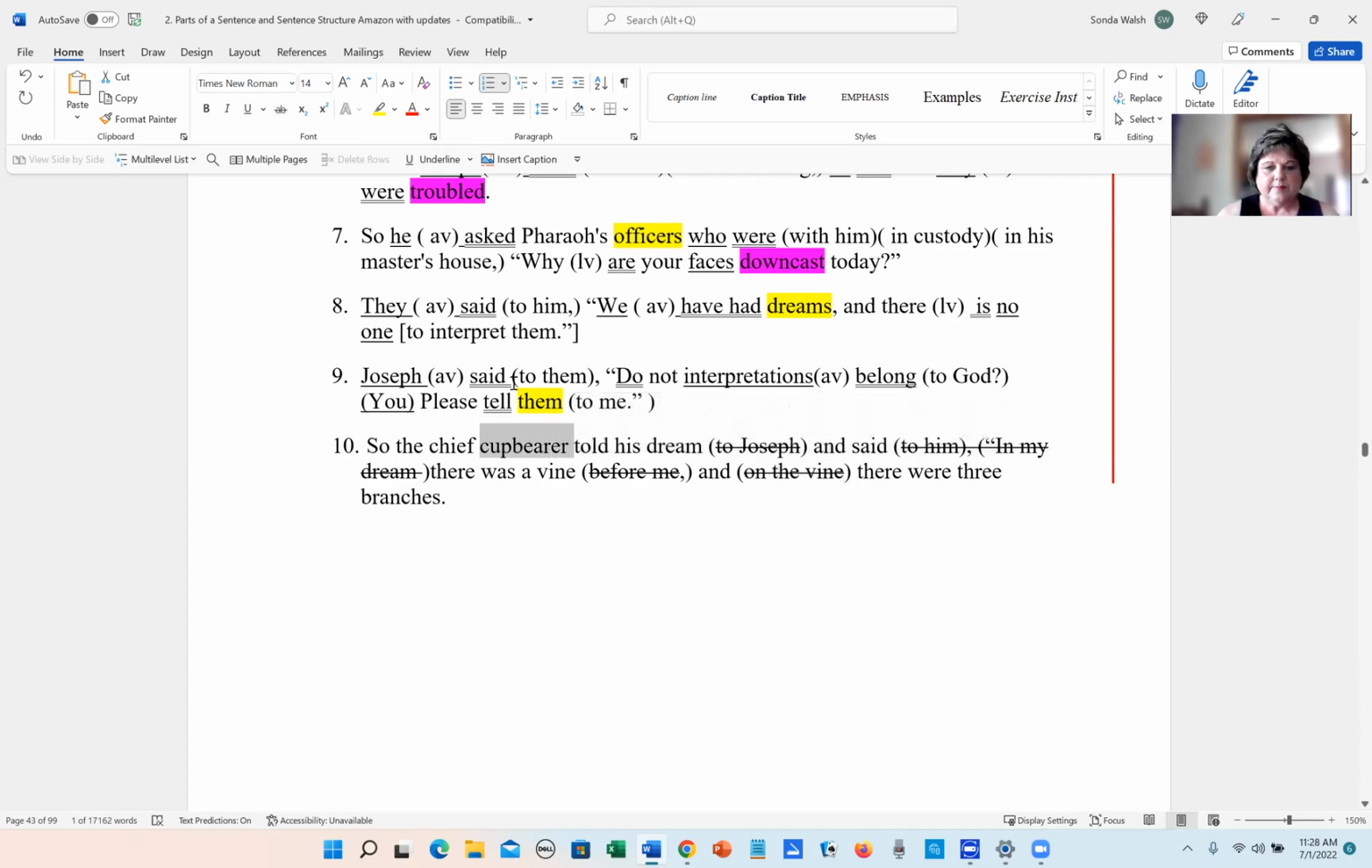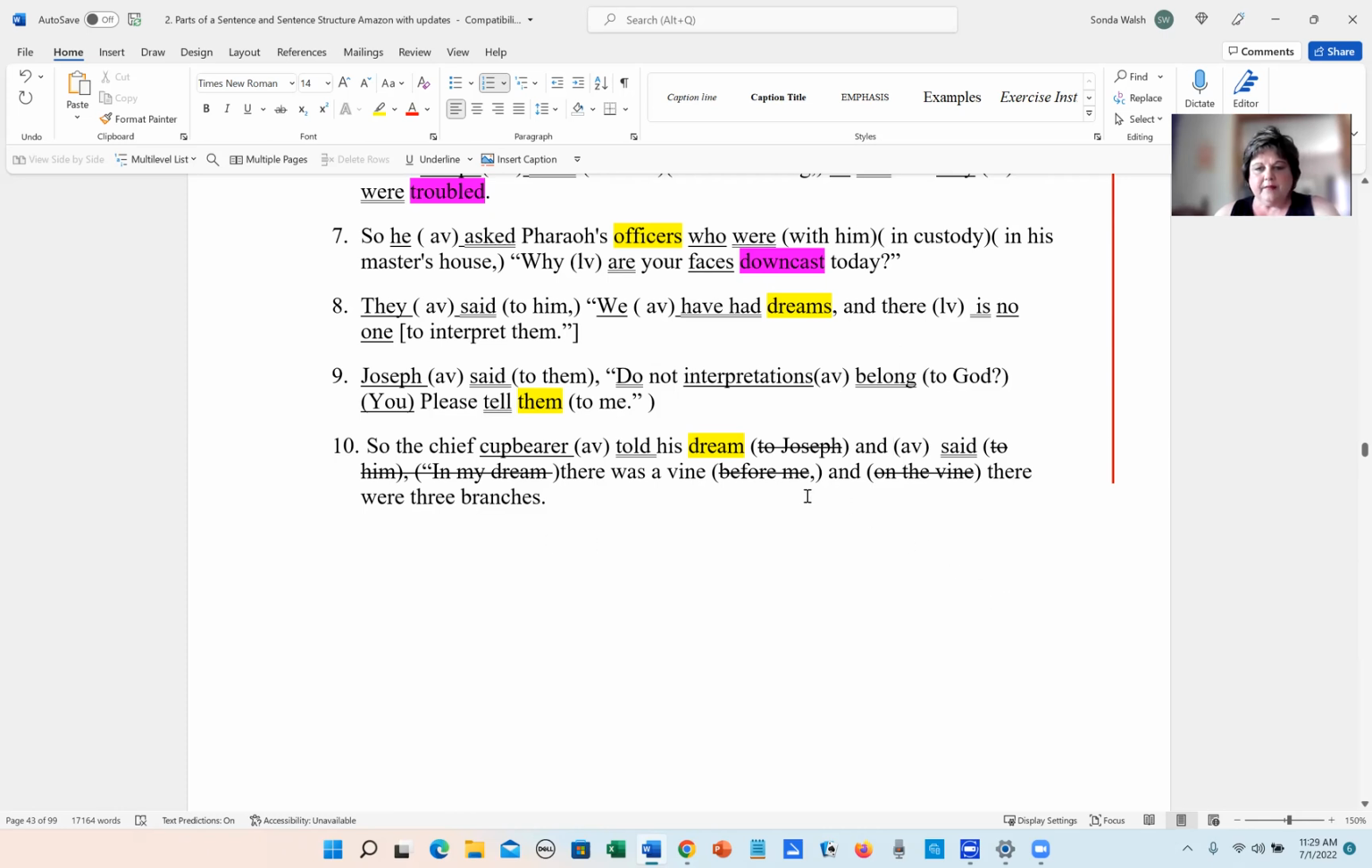Cupbearer is our subject. What did the cupbearer do? He told, so let's underline that twice. Told is an action verb. So we can ask our questions. Cupbearer told who? Cupbearer told what? Dream is our direct object. We do not have an indirect object. Okay, and then we have said is an action verb. Underline that twice. Cupbearer said who, cupbearer said what. We don't have anything. Now we have a comma that tells us we're on a whole new clause, so we're looking for another subject and verb.